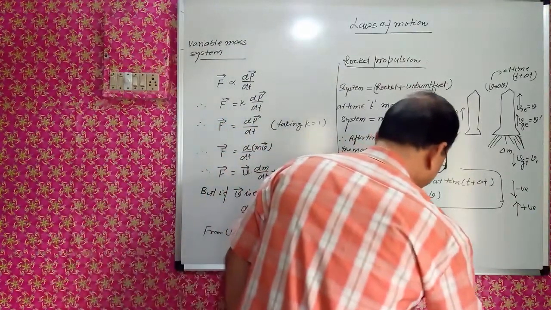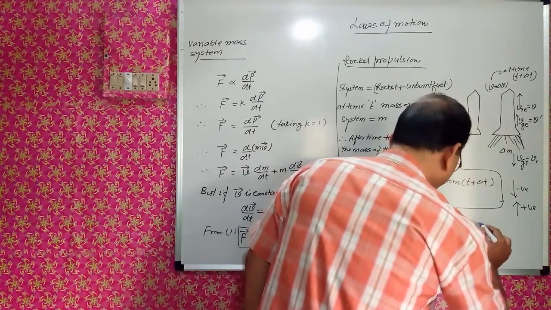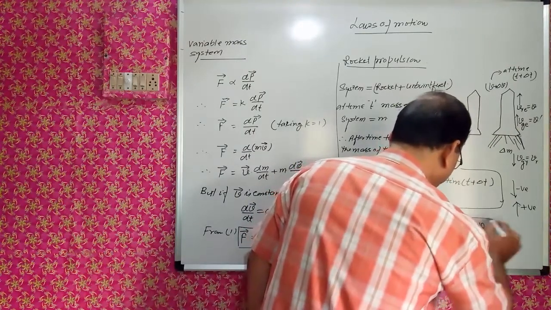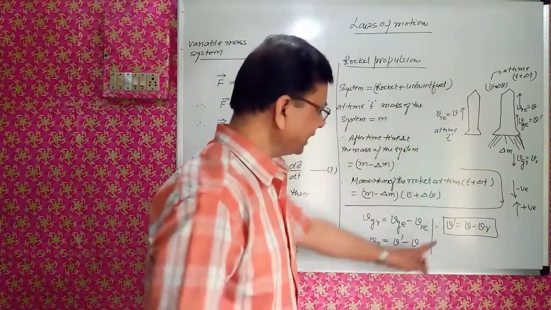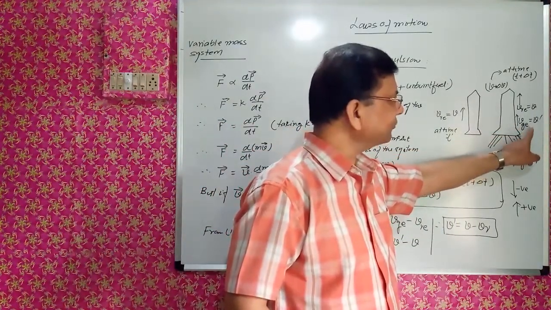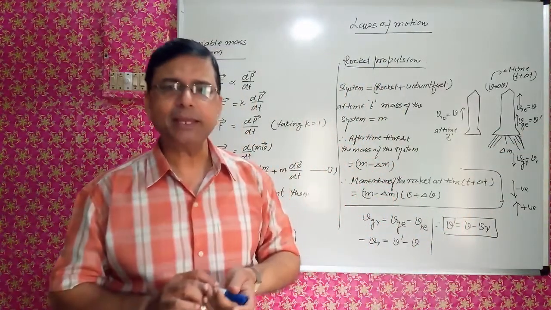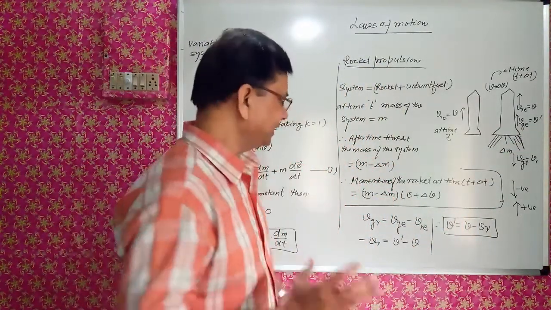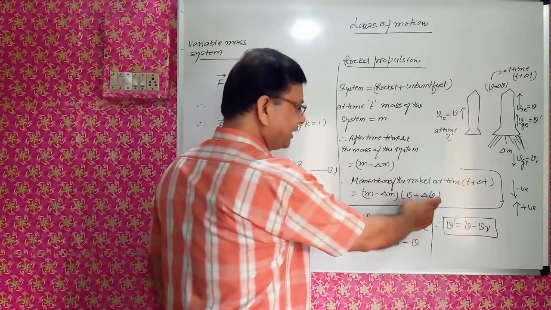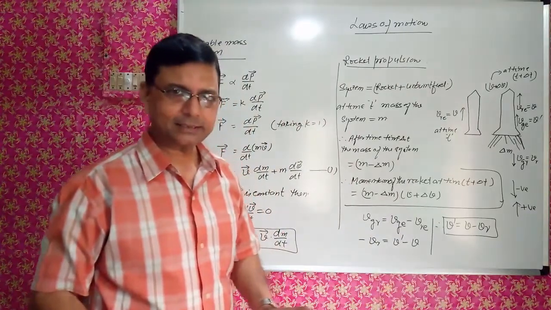Therefore, v dash is equal to v minus vr. This is important. What is v dash? v dash is the velocity of gas with respect to earth. So the whole observation is being made from the earth. This is the velocity of the gas at the time t plus delta t observed from the earth, isn't it?